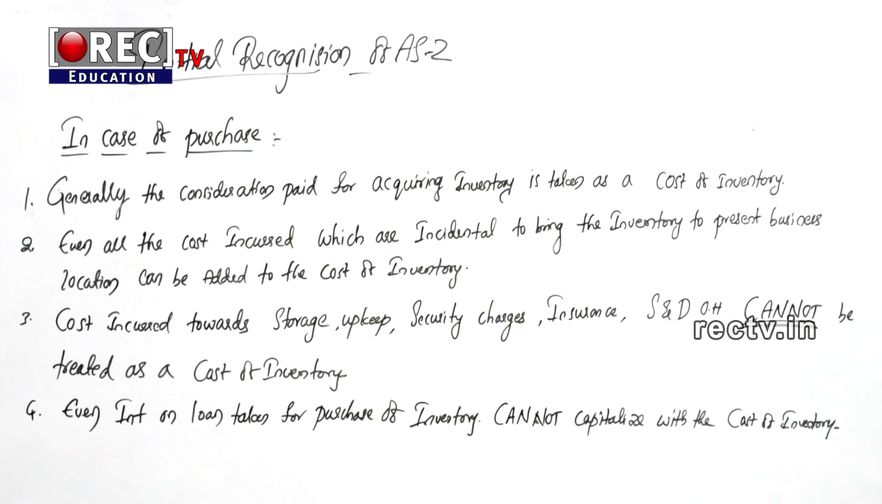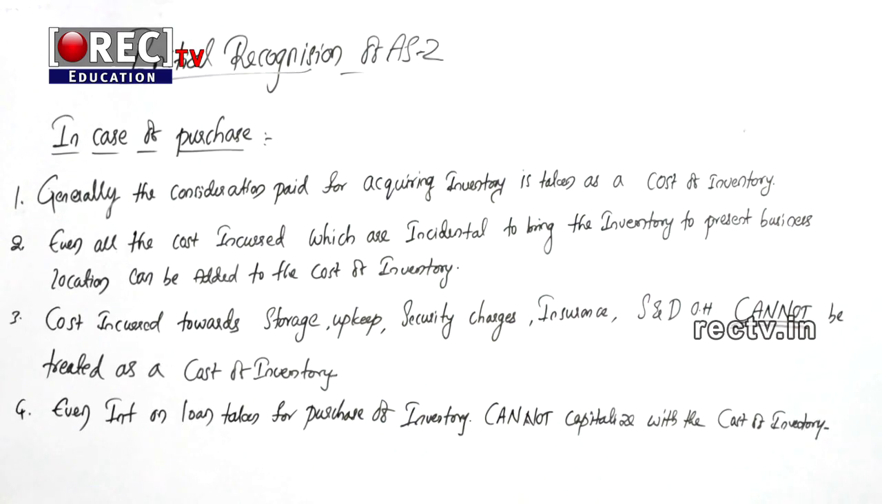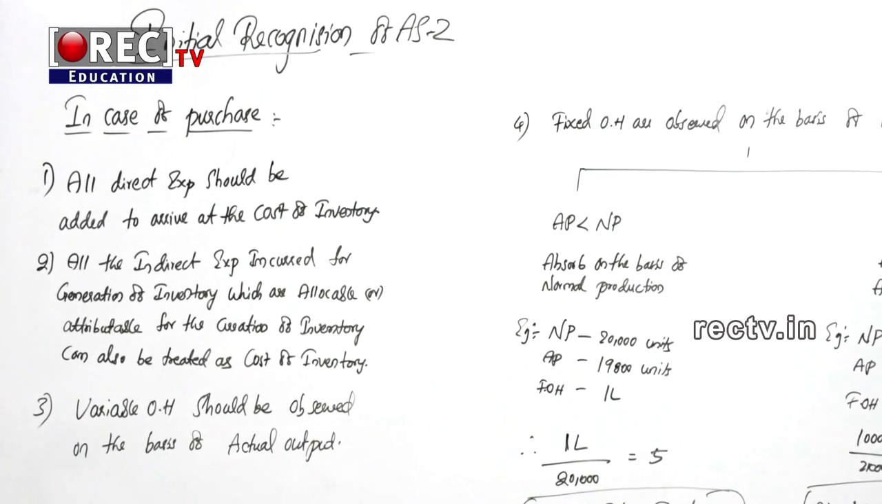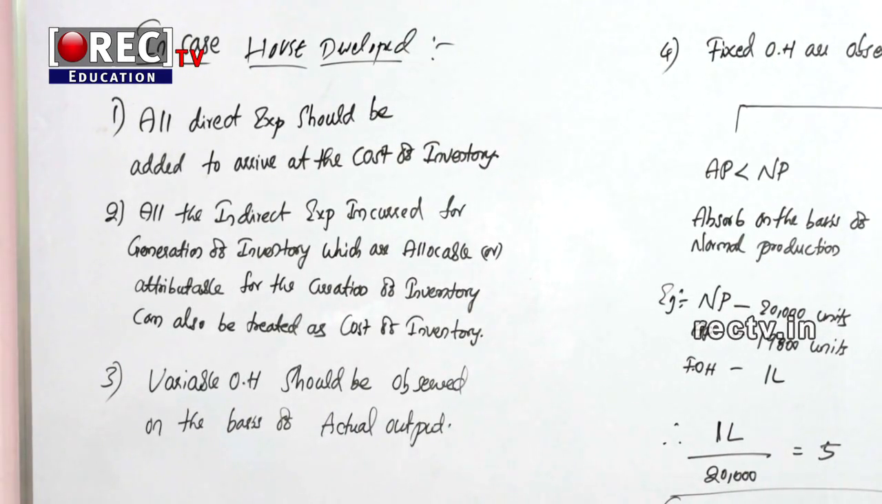Now let us see initial recognition in case of house development. Now, initial recognition of AS 2 as per the case of house development. In this case, all the direct expenditure should be added to arrive at the cost of inventory, and all the indirect expenditure incurred for generation of inventory which is allocable or attributable to the creation of inventory can also be treated as a cost of inventory, and variable overheads should be absorbed on the basis of actual output. So this is the treatment for initial recognition of house developed inventory.